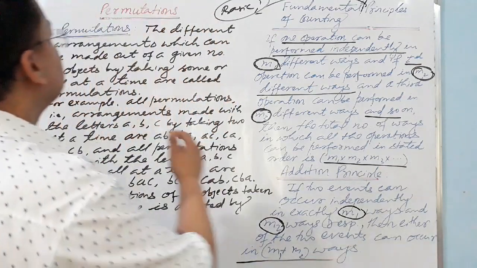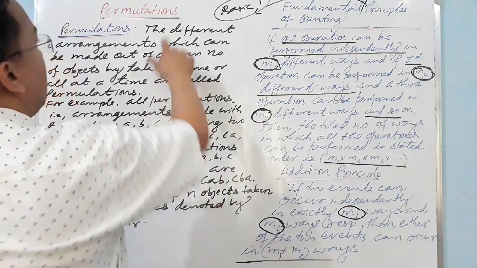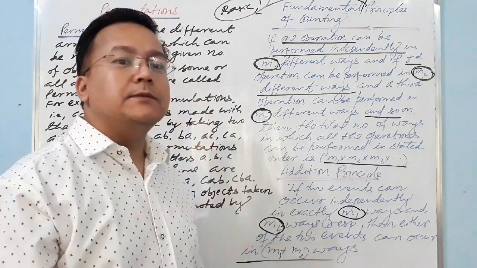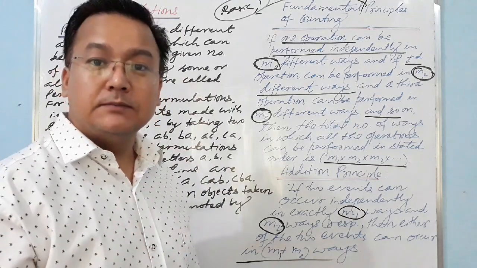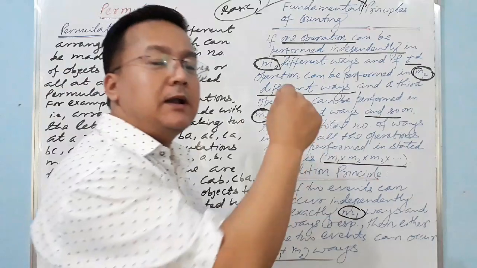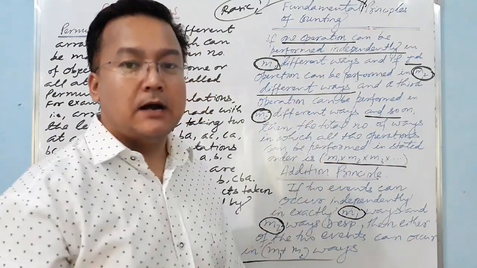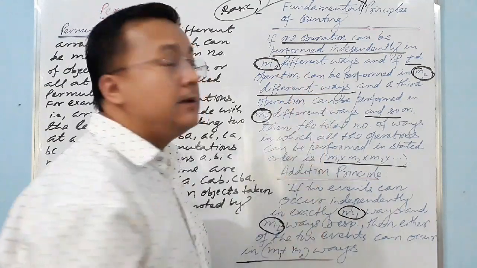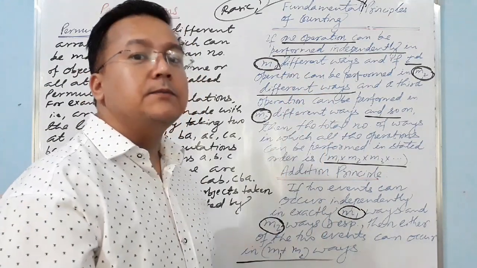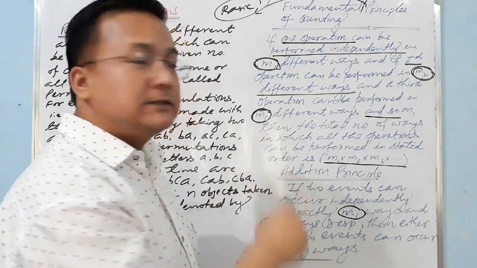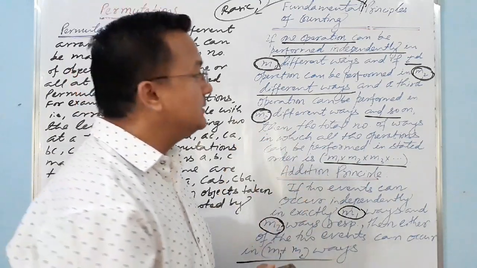Today's topic is permutations, and in permutations we will discuss one of the very important theorems. Before starting permutations, we need the fundamental principle of counting. That's why I have written the statement of the fundamental principle of counting here. What is the fundamental principle of counting?